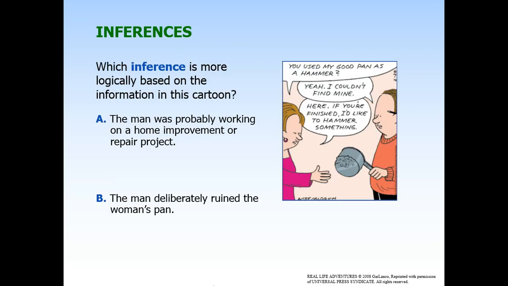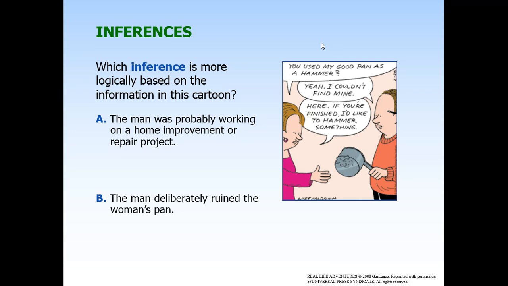So we have here in this illustration, and you'll see here, "You used my good pan as a hammer," she said. And he replies, "Yeah, I couldn't find mine." And she replies, "Here, if you're finished, I'd like to hammer something." And so which inference is more logically based on the information in this cartoon? A, the man was probably working on a home improvement or repair project. B, the man deliberately ruined the woman's pan.